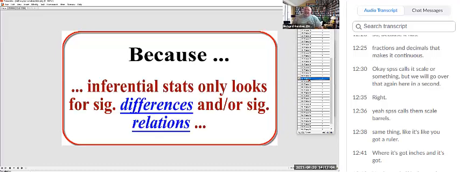Because statistics literally only look, there's only 2 things in statistics you do, literally, period, stop, boom. Somebody should have told you this on the first day of statistics school. There's only 2 things. You're either looking for significant differences between group means, or you're looking at significant relationships between 2 or more variables. That's it, period, stop. Every statistical analysis on Earth is doing either looking for differences or it's looking for relationships.